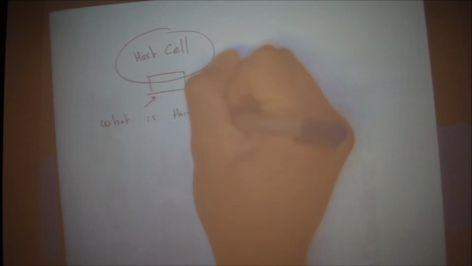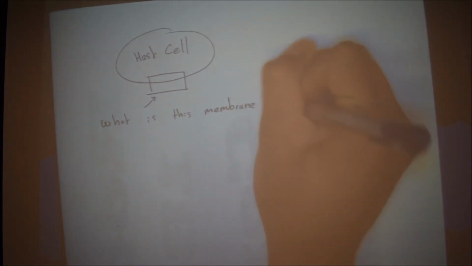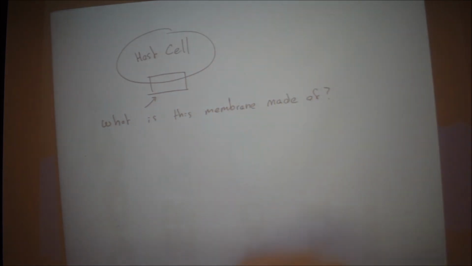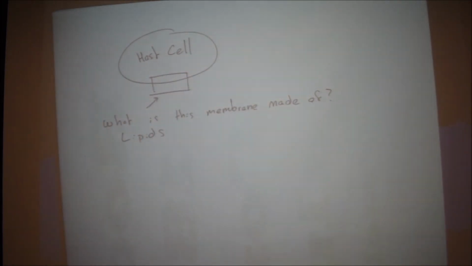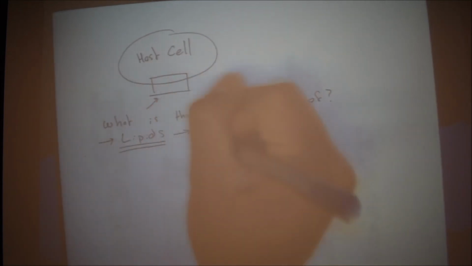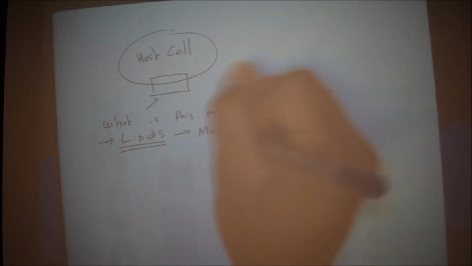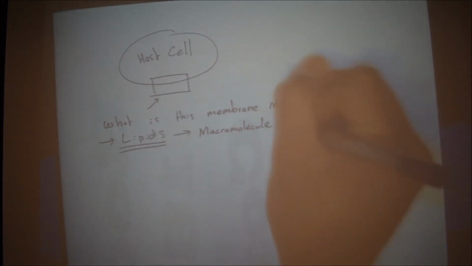Cool. All right, so we're going to go over the next part, which is what do we call the membrane of a host cell? So we have our host cell, and right here the membrane is made out of what macromolecule? I'll take a hand. It's made out of lipids, that's right. So what is this membrane made of? It's made of lipids. Cool. All right. So this is our macromolecule, and also our polymer, right?